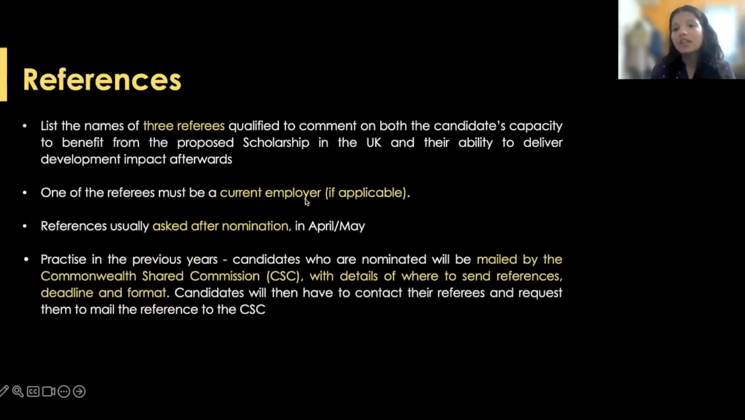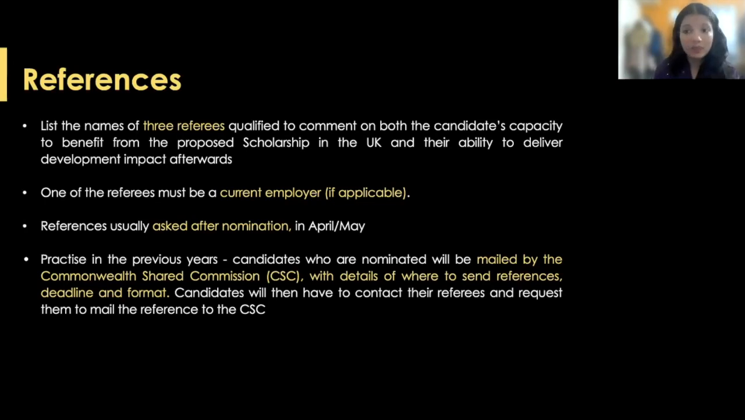Coming to references. Right now, in this stage of application, you'll be asked to list the names of 3 referees who are qualified to comment on 2 things. This is important. Understand what is being asked of the referees and select your referees accordingly. The scholarship asks the referees to comment on the candidate's capacity to benefit from the scholarship and also to deliver development impact after the scholarship. You can choose academic or professional referees, but the only condition is that your referees must be able to justify how you will be able to benefit from the scholarship and how you will create social impact after that.